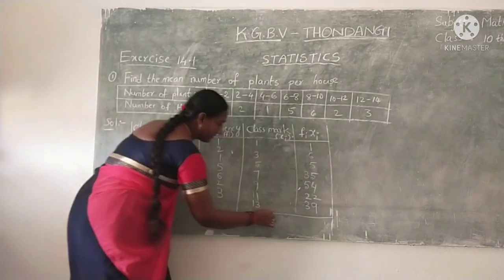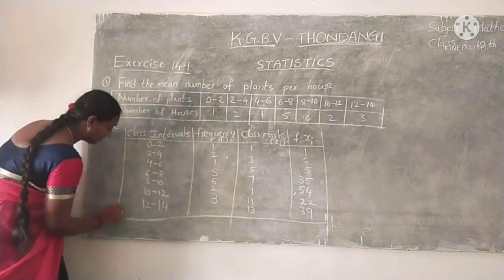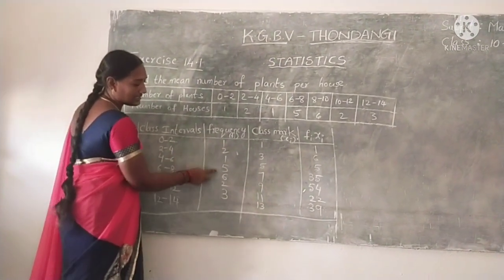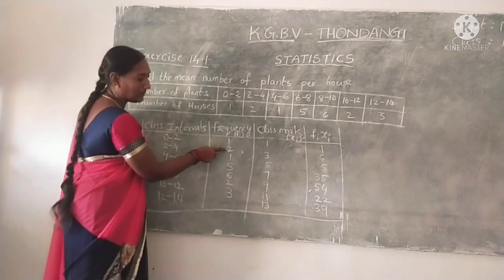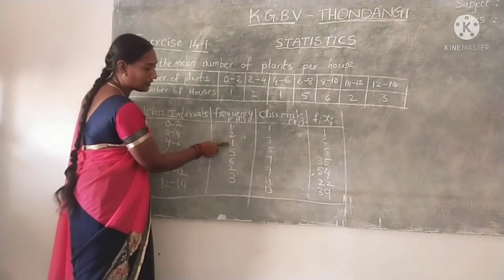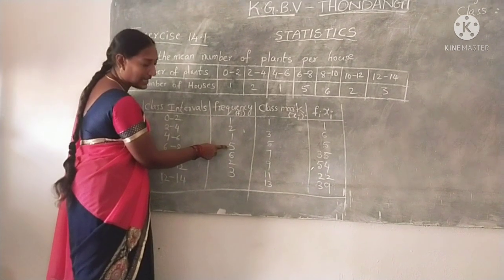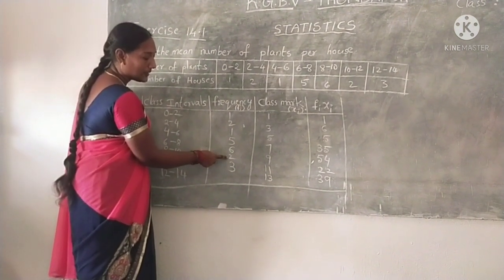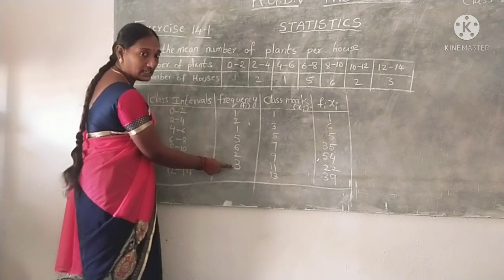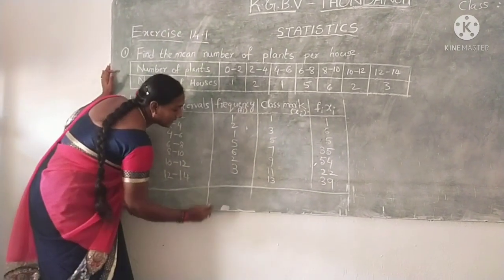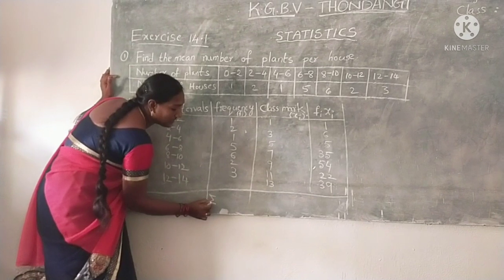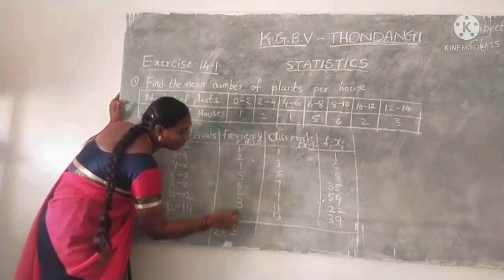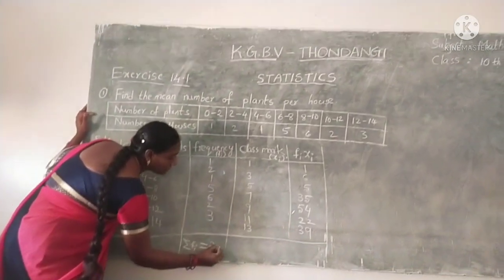So here, the total of frequencies: add all these frequencies. 9 plus 6, 15; 15 plus 2, 17; 17 plus 3, 20. That is sigma, summation of Fi, that means frequencies. The total value is 20.